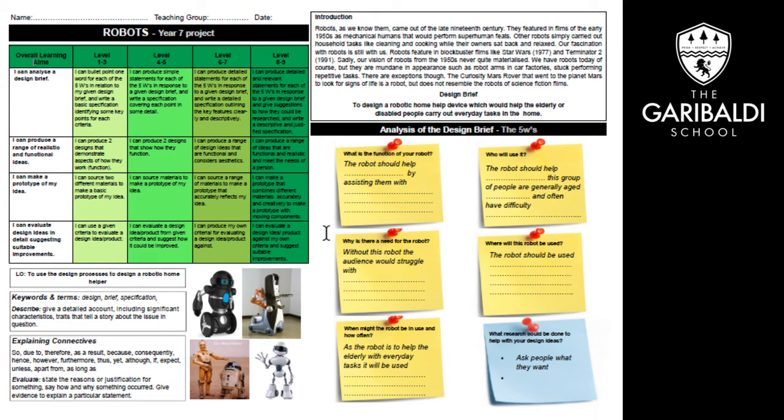Now this first task is about analysing a design brief. Here's the design brief here and there's some information above there. So this is to design a robotic home help device which would help the elderly or disabled people carry out everyday tasks in their home. Now what I've done here is I've set up some sentence starters for you to have a look at, and there are essentially 5 questions that form the 5 W's.